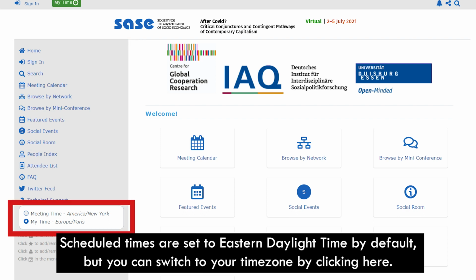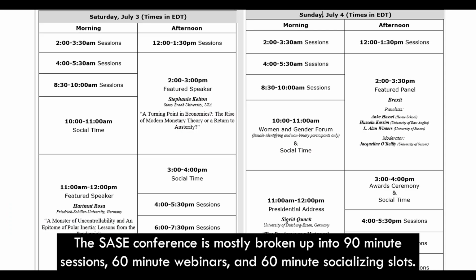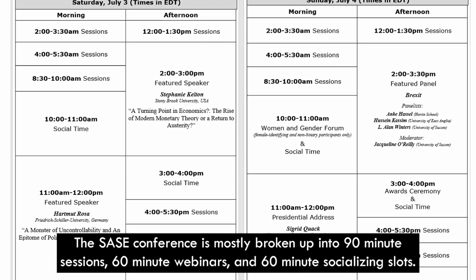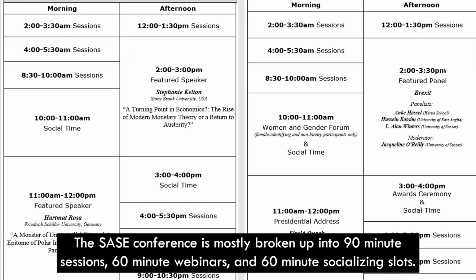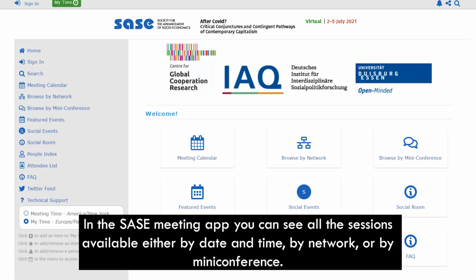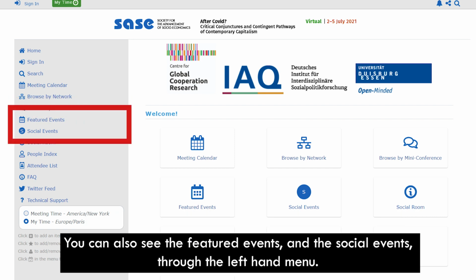Scheduled times are set to Eastern Daylight Time by default, but you can switch to your time zone by clicking here. The SASE conference is mostly broken up into 90-minute sessions, 60-minute webinars, and 60-minute socializing slots. In the SASE meeting app, you can see all of the sessions available either by date and time, by network, or by mini-conference. You can also see the featured events and social events through the left-hand menu.